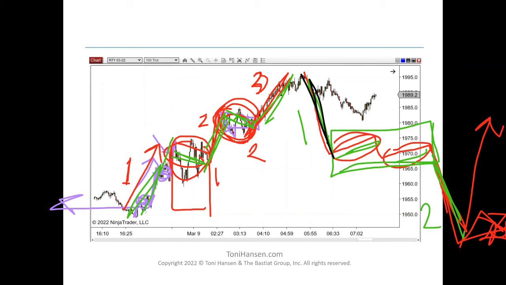here's wave 1, wave 1. This is your smaller, your second wave in there, and then here's your third leg. So I'm just not counting the second wave here.